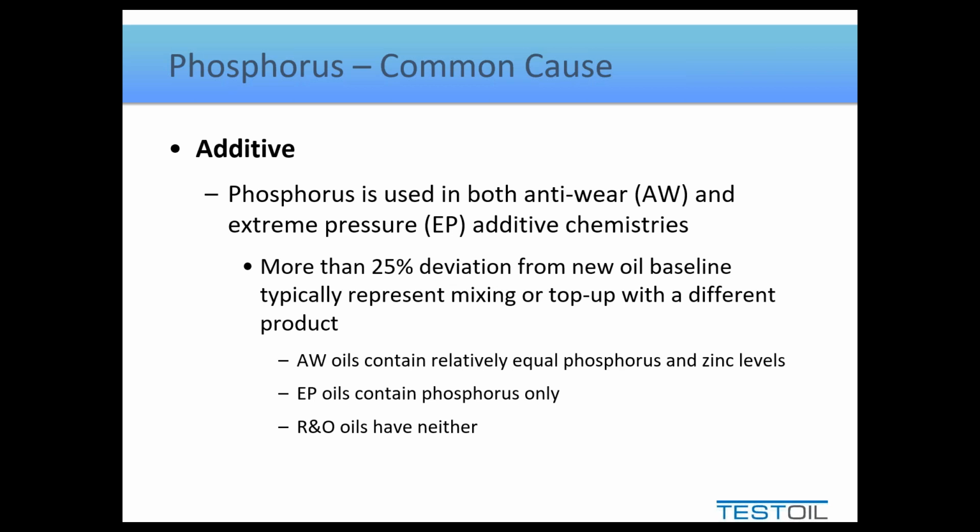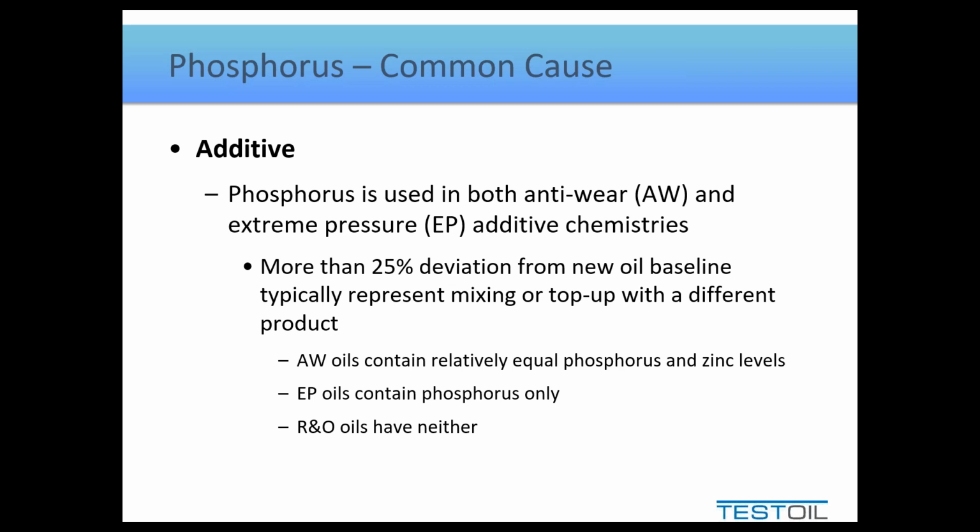Now, something else as a reminder is that when we talk about anti-wear oils, the most common anti-wear additive is ZDDP, and that would contain relatively equal parts phosphorus and zinc. EP oils typically use a sulfur phosphorus chemical, and we don't measure for sulfur, so we would only see the phosphorus. That's why I say phosphorus only here.